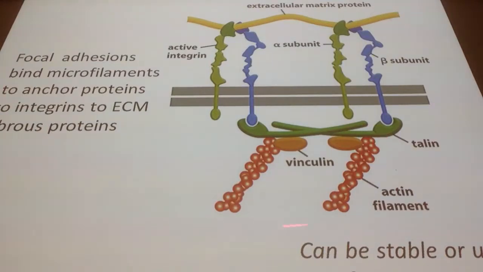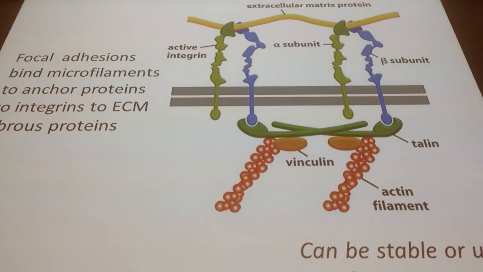On the cytosolic side, integrin is actually anchored onto actin filament or microfilament instead of intermediate filaments. Why? Because by providing flexibility, the focal adhesion must be more dynamic, right? It depends on a cytoskeleton that is more dynamic. And microfilament is dynamic. You see that? So there's a connection there.